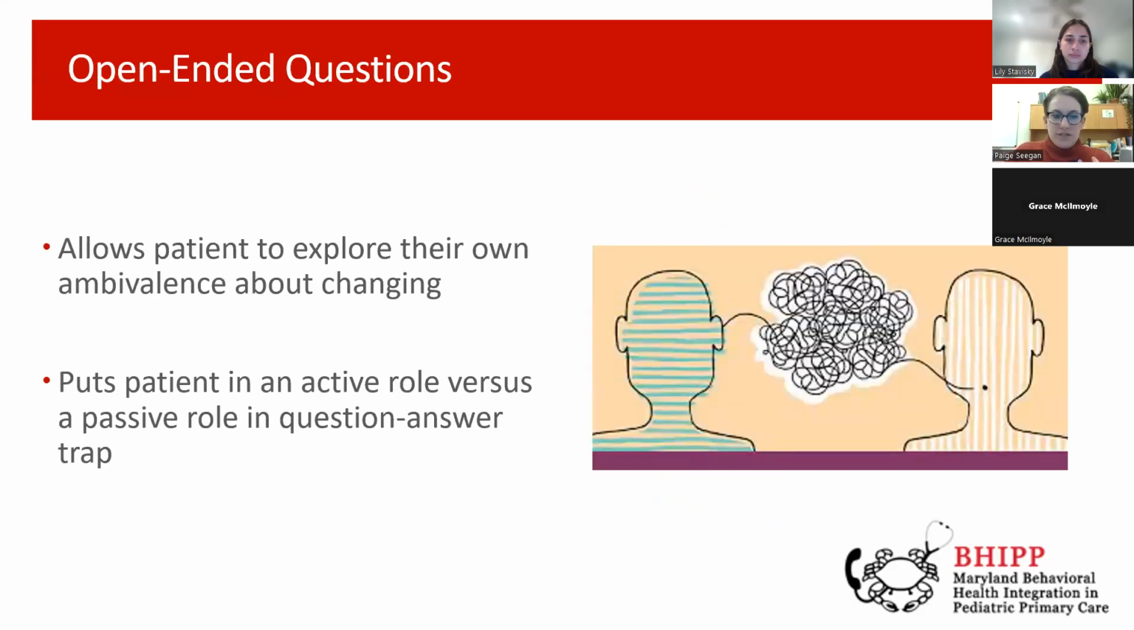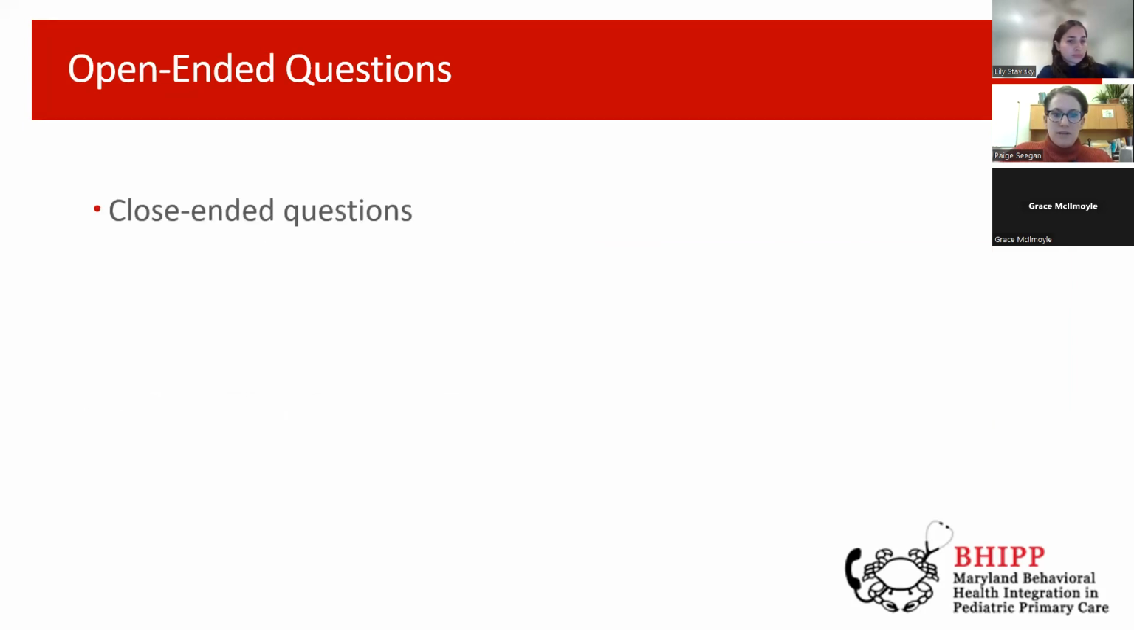So open-ended questions allow patients to explore their own ambivalence about changing. It puts patients in an active role versus a passive role in a kind of question-answer trap. You can see when you're asking people lots of questions, you can almost watch them physically disengage. So this is a way to not have to pepper your patients with questions, but get a lot of information. Here are some closed-ended questions, and I'll mention how we could change these around.